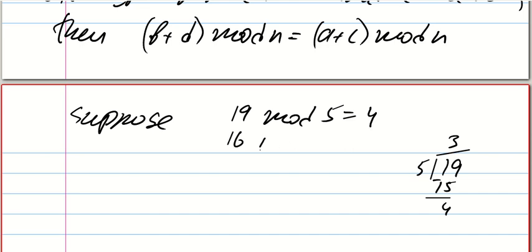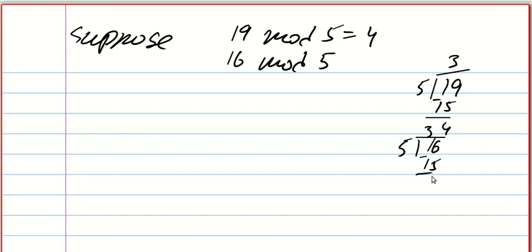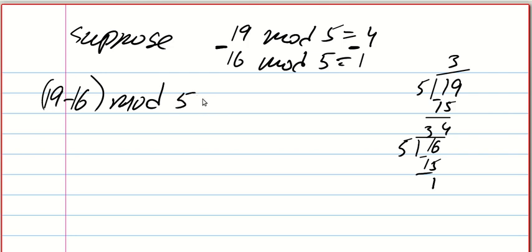Alright? And then if you take 16 mod 5, 16 divided by 5, we write 3. So we get 15, we subtract, we get 1. 3 times 5 is 15, so we get 1. And if we take a difference here and here, let's see what we're going to get. 19 minus 16 mod 5 is equal to 3 mod 5, but we know that if this number is smaller than this number, then the answer is just on the left, so it's going to be 3. And you can clearly see that 4 minus 1 is also 3.